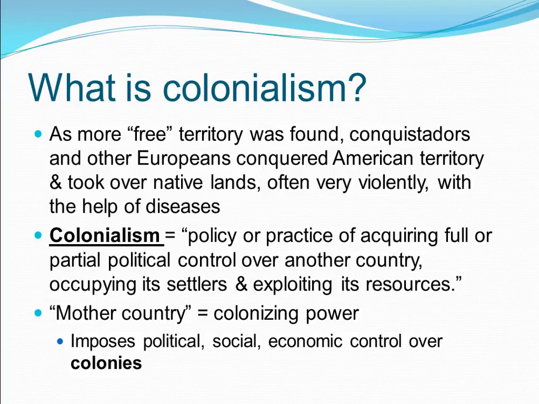So what happens is they begin to establish colonies because they found all those wonderful resources, gold, silver, corn, and they could live there, and they wanted control of all these wonderful things. So they establish colonies. Colonialism is the policy or practice of acquiring full or partial political control over another country, occupying its settlers, and exploiting its resources. Exploiting means taking advantage of.